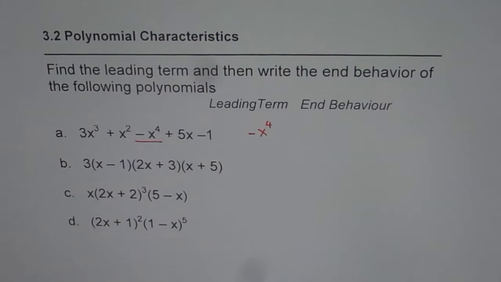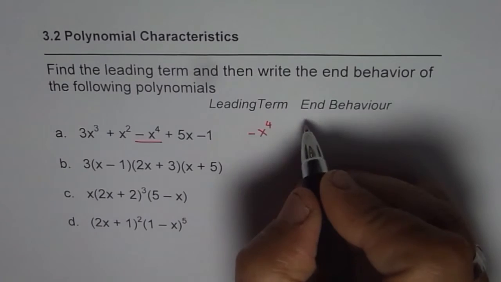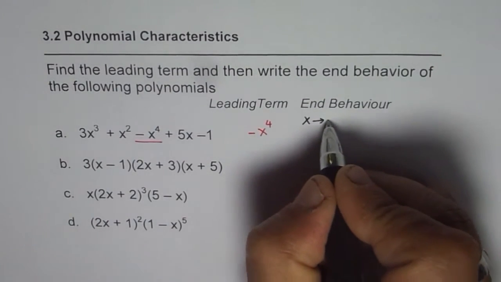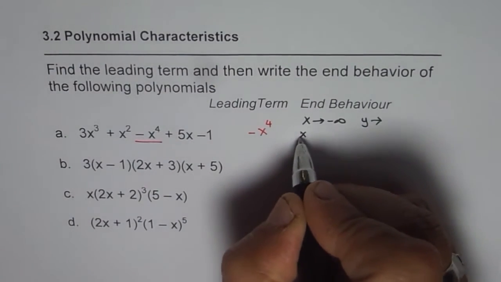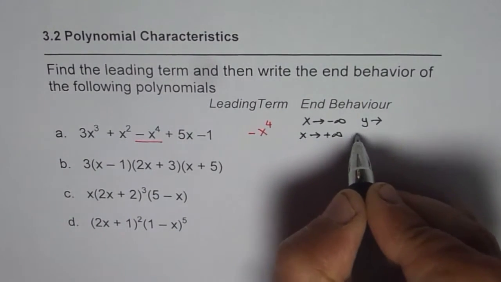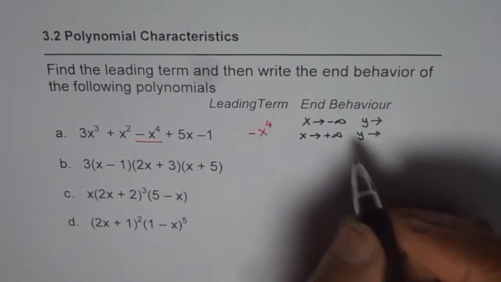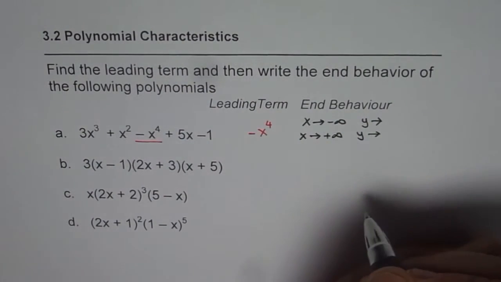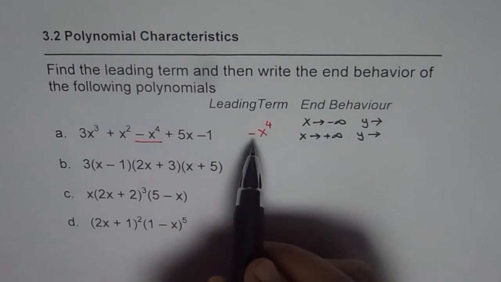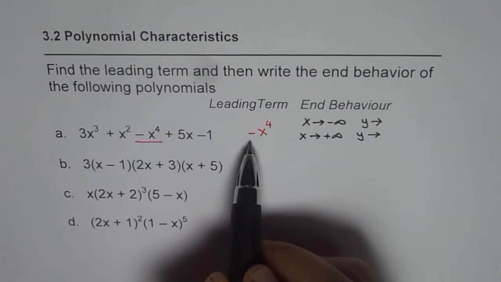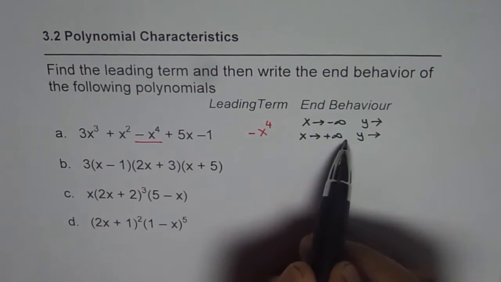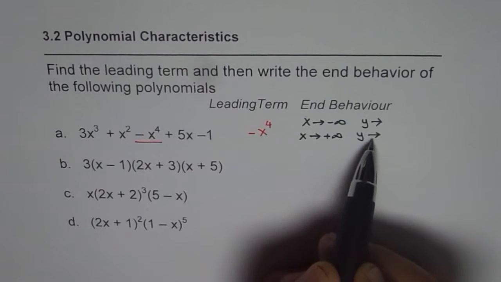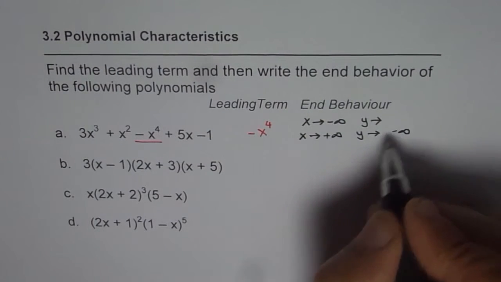Now, when we say end behavior, what are we trying to figure out? We want to say when x approaches minus infinity, what happens to y? And when x approaches positive infinity, what happens to y? That is the end behavior at the two extremes. Now, if the leading coefficient is negative, then the right side is down. The right side is when x approaches positive infinity. Down means negative infinity. So that is how it is.